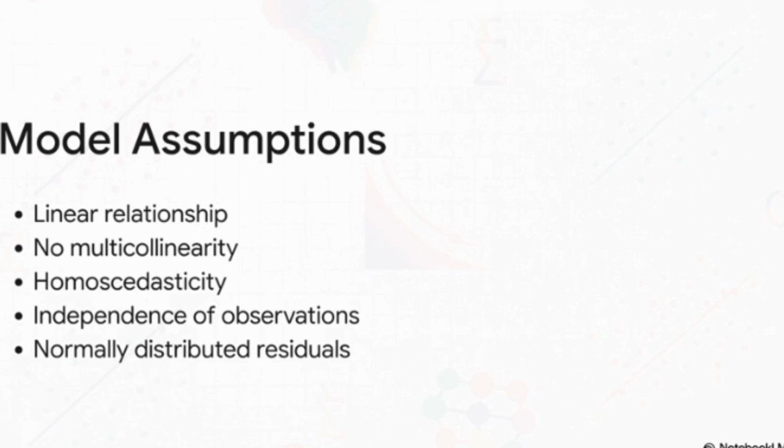Second, no multicollinearity. That just means your input features shouldn't be too deeply correlated with each other. Third, homoscedasticity. This just means the errors, those distances from the line we talked about, should be relatively consistent across the whole graph, not just fanning out wildly at one end. Fourth, the observations should be independent of each other. And fifth, the residuals, or errors, should ideally be normally distributed, sort of like a bell curve. When your data meets these conditions, linear regression is an absolute powerhouse.